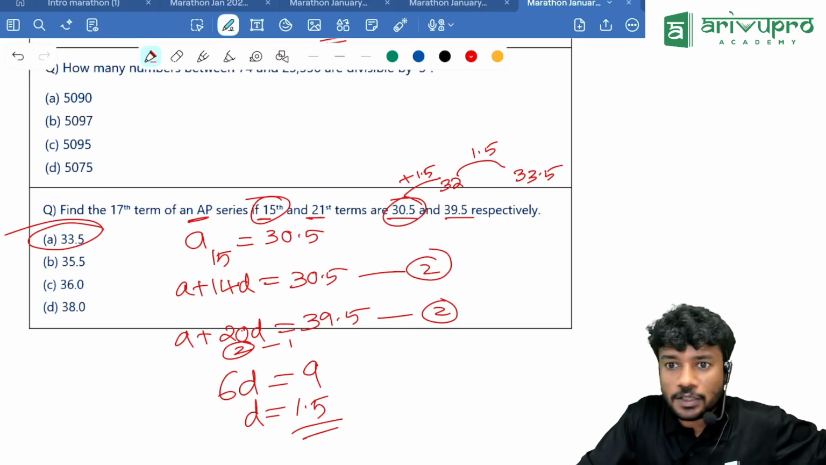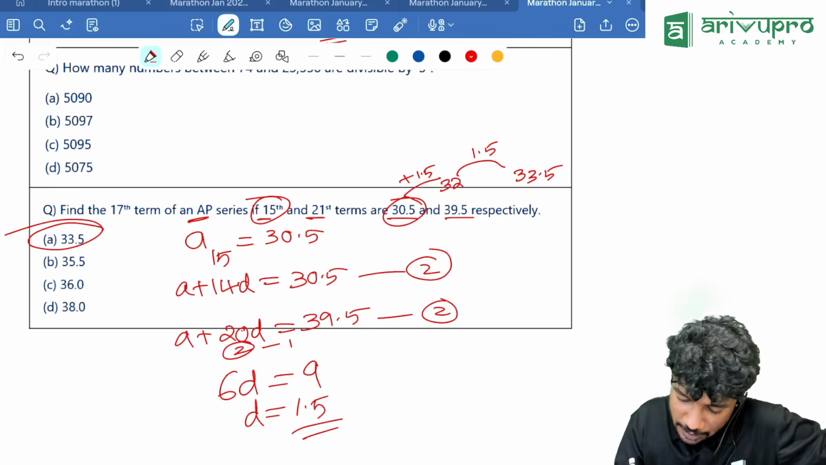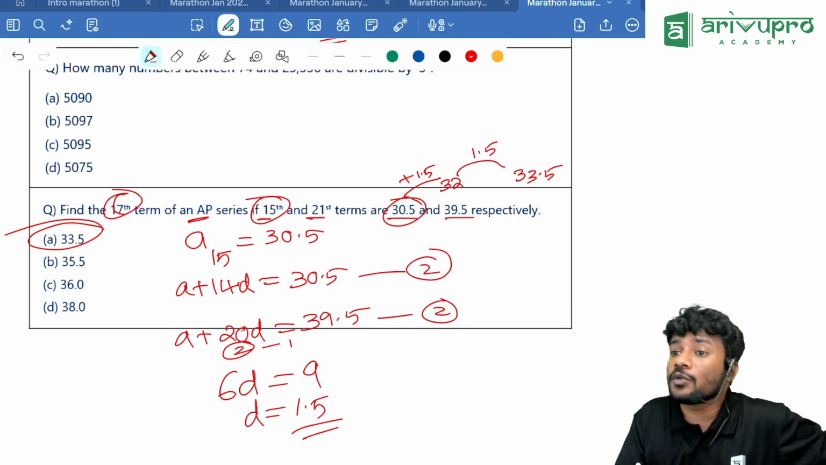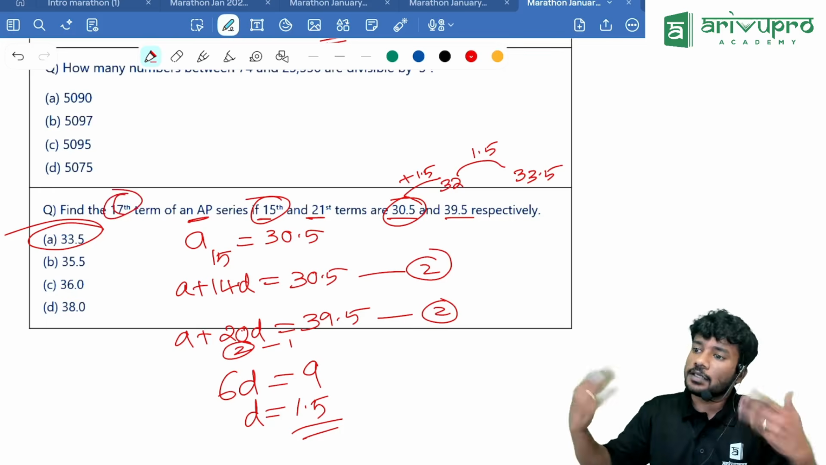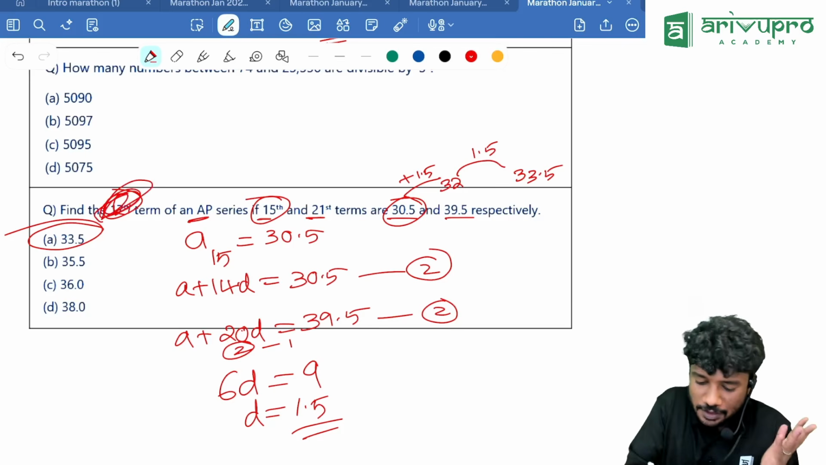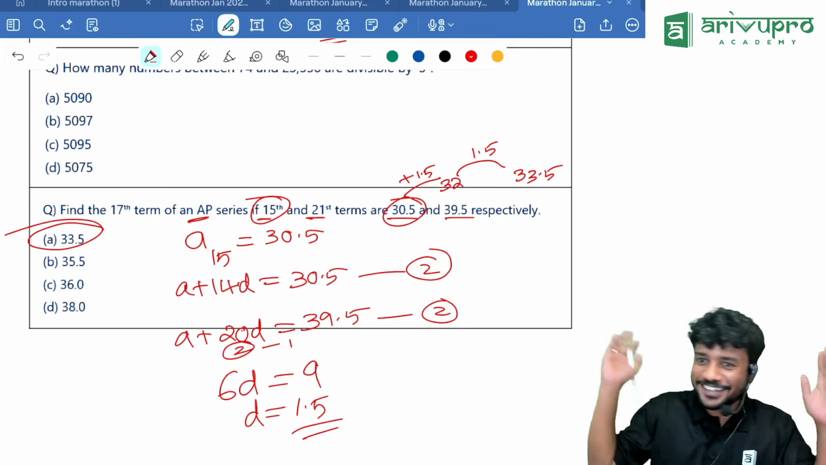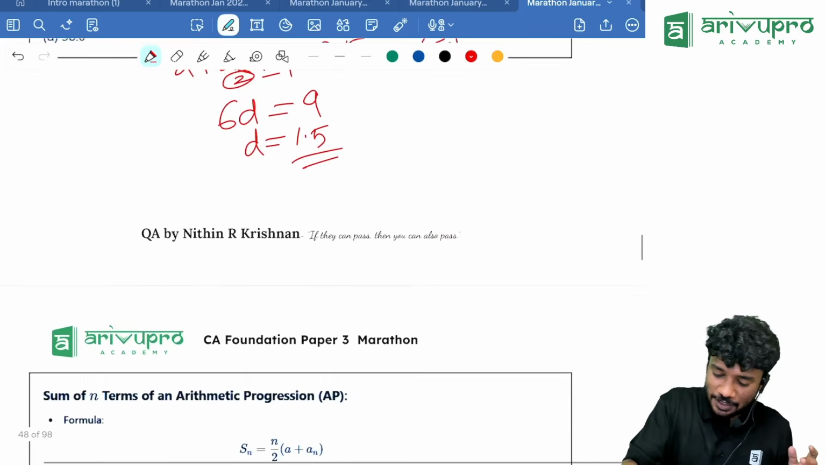Okay. Everyone understood this method? Yes. If not, what you will do? You will find the value of A. Then you will apply A plus 16D. Use calculator again and get the answer. Either way, not much difference, but still. Another method I can flex off. Another method. Yeah, yes. Next question.